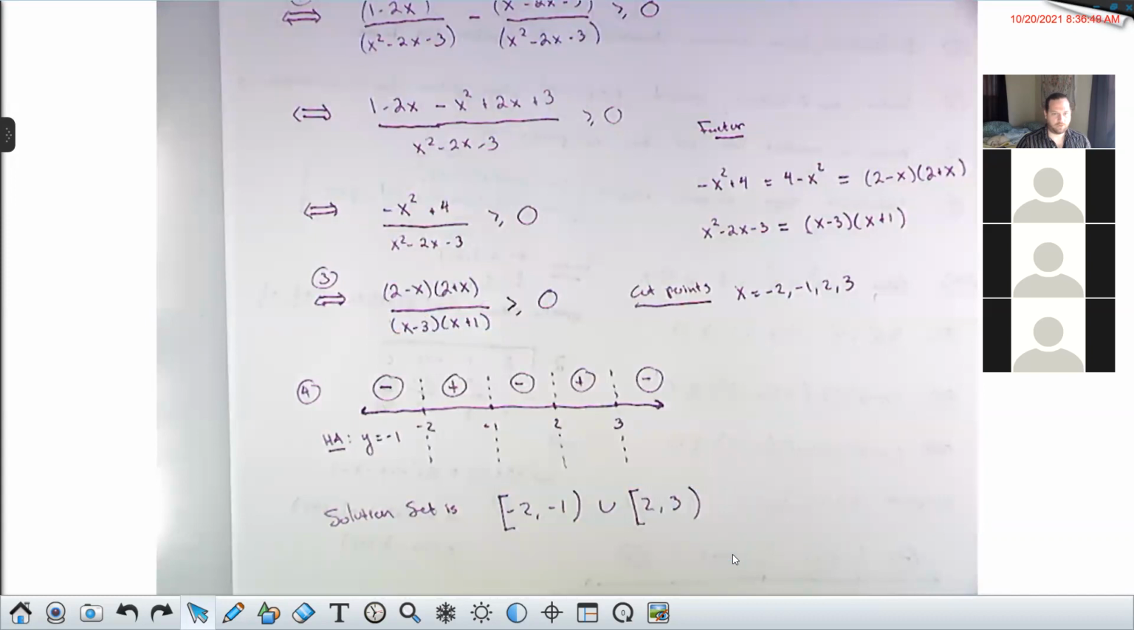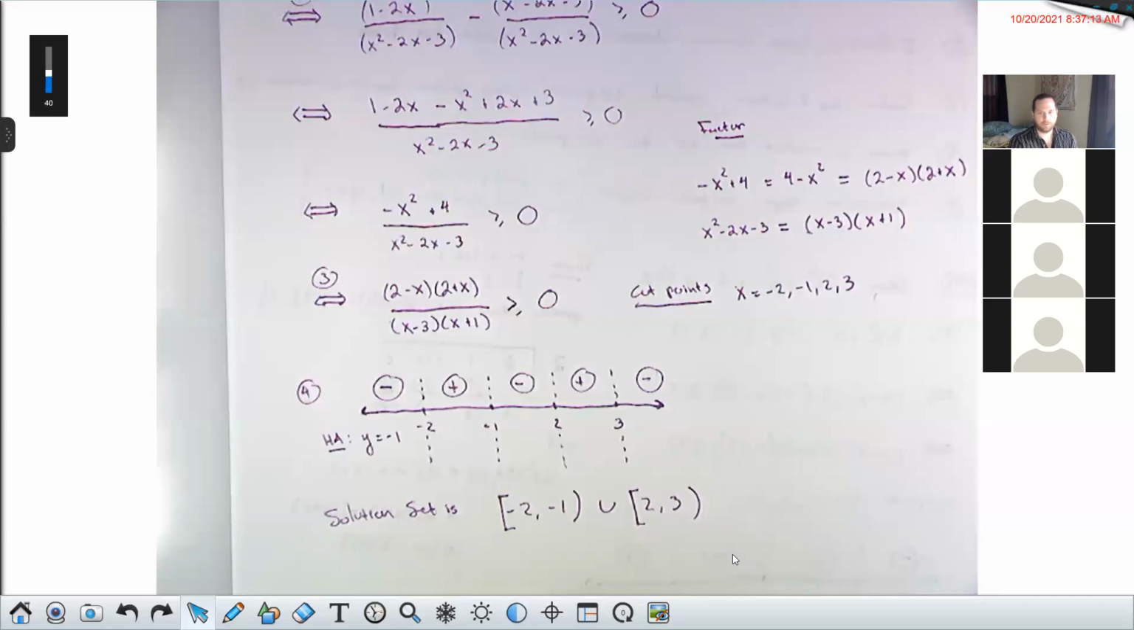Just like graphing rational functions, I promise you there will be a problem on the test like this, where I give you a rational inequality and you have to run through these steps. So are there any questions on what we did here, why we did it, why it came out this way? I have a question. Yeah, Joyce, what's up?